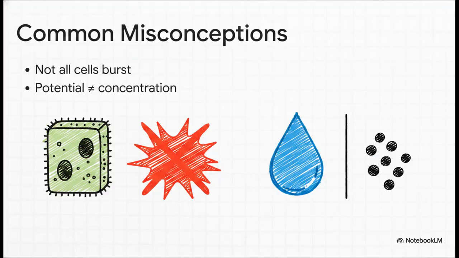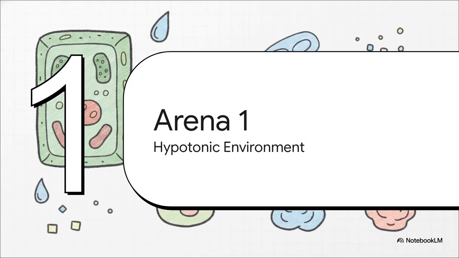Okay, let's briefly pause our flowchart here because we need to clear up a couple of really common misconceptions that trip students up all the time. First, a lot of people think all cells burst in water. As we'll see in a second, that is simply not true. Second, we have to use precise vocabulary. Water potential and concentration are related, sure, but they are completely distinct concepts. When we're talking about water moving, you've got to train your brain to think in terms of water potential gradients, not just general concentration.